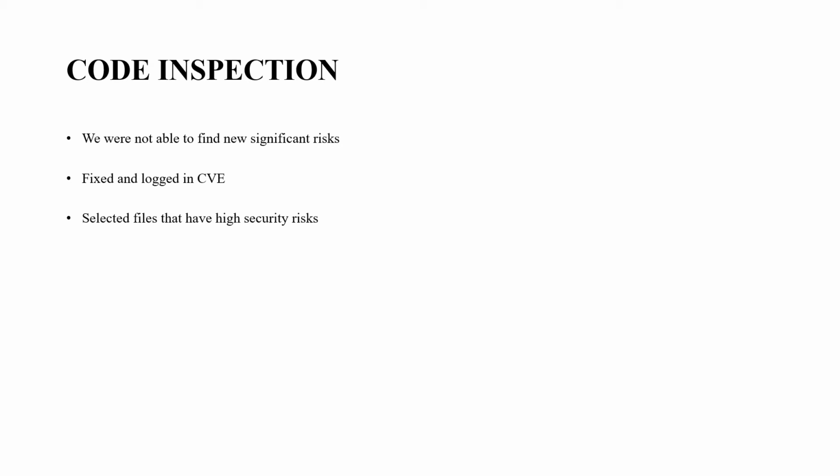Now let's talk about code inspection. In our code inspection, we were not able to find new significant vulnerabilities in the Rubygems code, so we decided to use the ones that were fixed and logged in CVEs. The files we selected are the ones that have high risk of security risks.